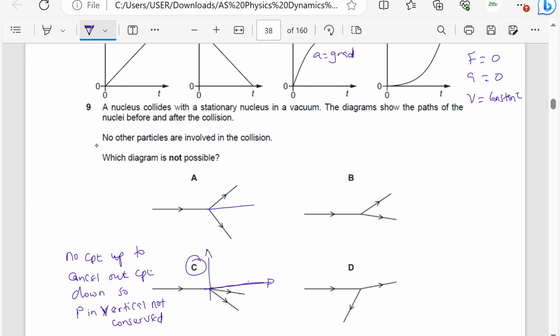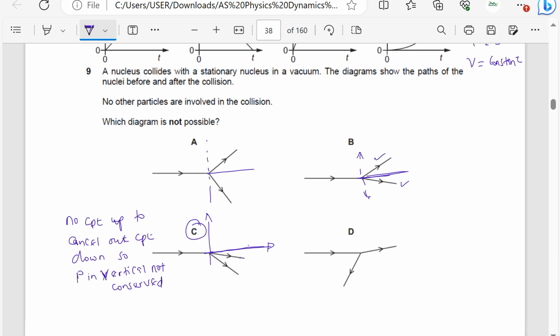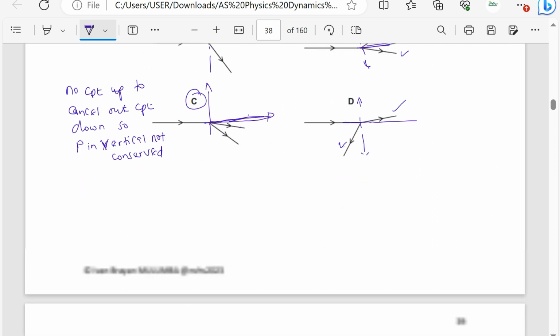For A, there's a component upwards to cancel out the one which is downwards. For B, if I draw a horizontal line here, still there's a component downwards caused by this one to cancel out the component upwards caused by this one. For D, if you draw a horizontal line here, you will still see that this line is above the horizontal, so there's a component in the vertical to cancel out the component in the vertical by this one. So it is only C where there is no component upwards to cancel out the components downwards. So the answer is C.